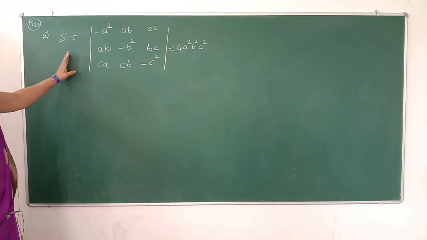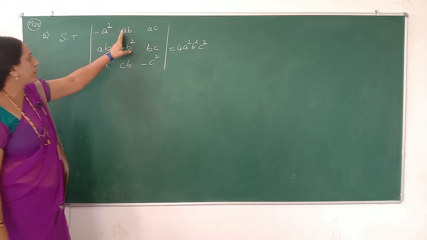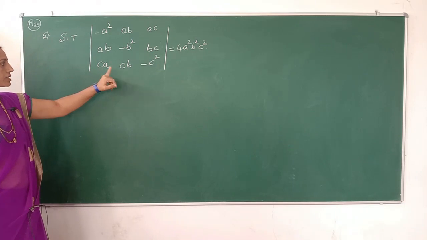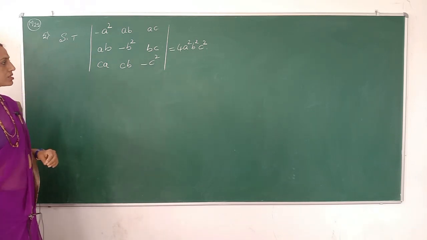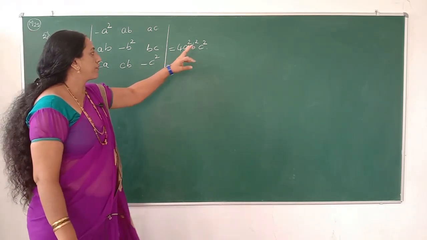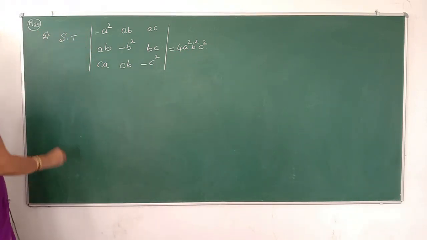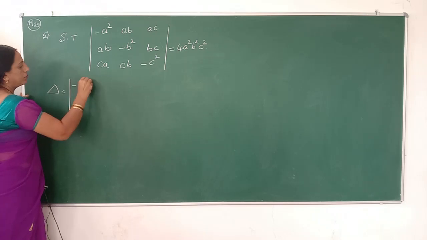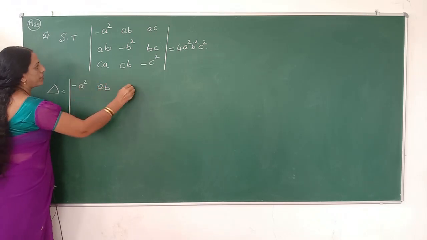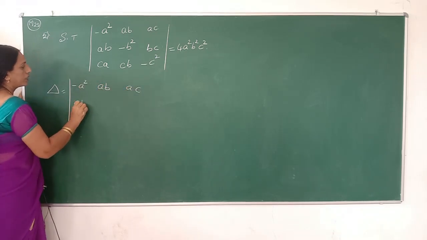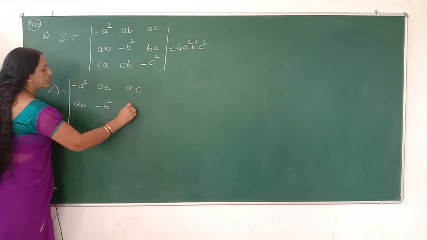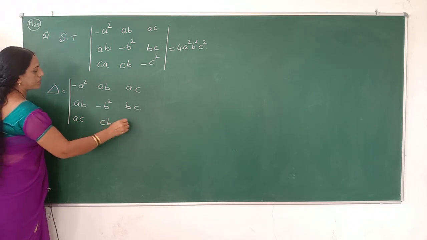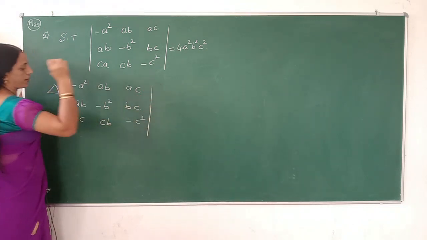Next one: show that the determinant of minus a square, ab, ac; ab, minus b square, bc; ac, bc, minus c square is equal to 4 times a square, b square, c square. First, we will consider the delta. The elements of delta are minus a square, ab, ac, ab, minus b square, bc, ac, bc, minus c square.